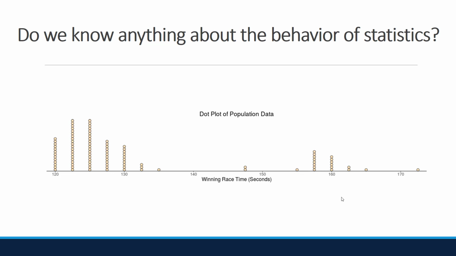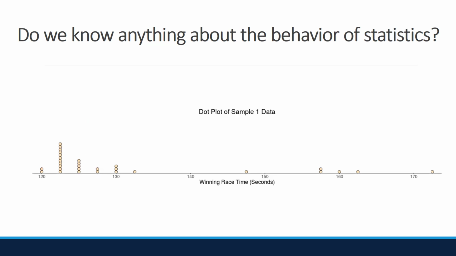Next, we will take a look at a random sample of 30 race times and look at a plot of the sample data. The mean winning time for this sample is 131.51 seconds with a standard deviation of 14.89. Also notice that the distribution of the sample data is right-skewed, and the overall shape is similar to the shape of the population distribution. This is known as the data distribution.